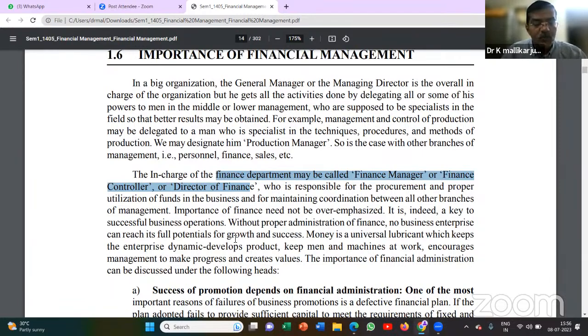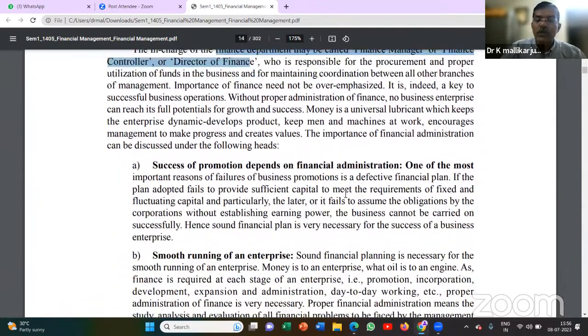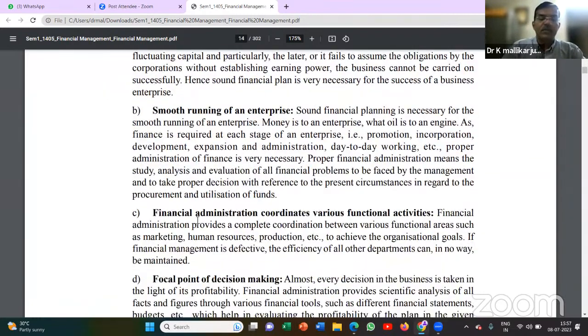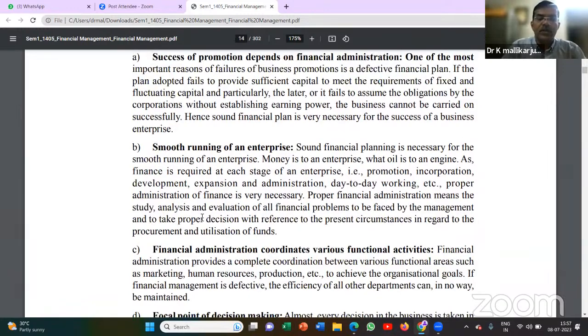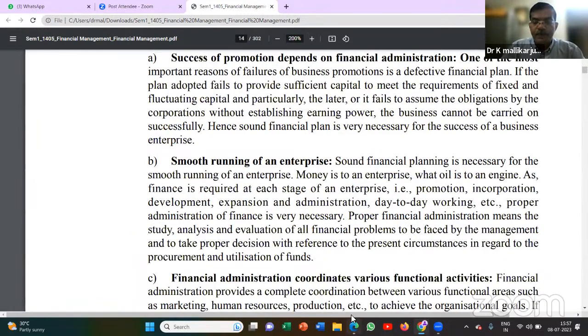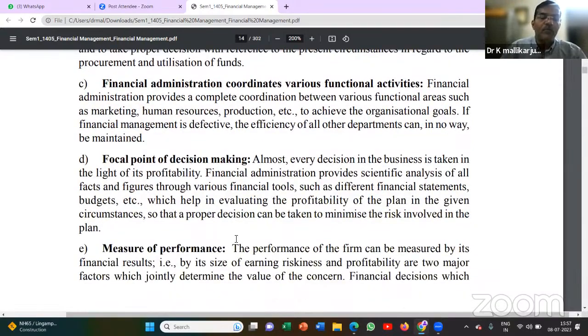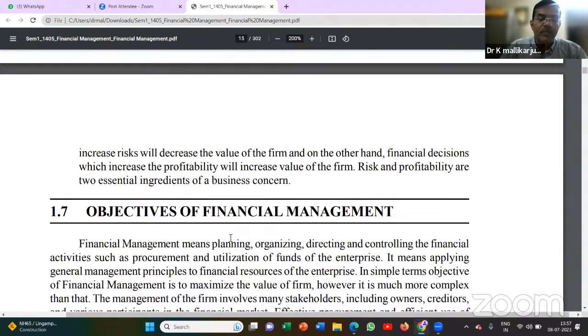Without the finance department, there is no firm. There is no company running without a finance department. So why is the finance department required? The success of promotion depends upon this financial administration, and most important, the smooth running of the enterprise. Financial administration and coordination of various financial and functional activities is the focal point of decision making.